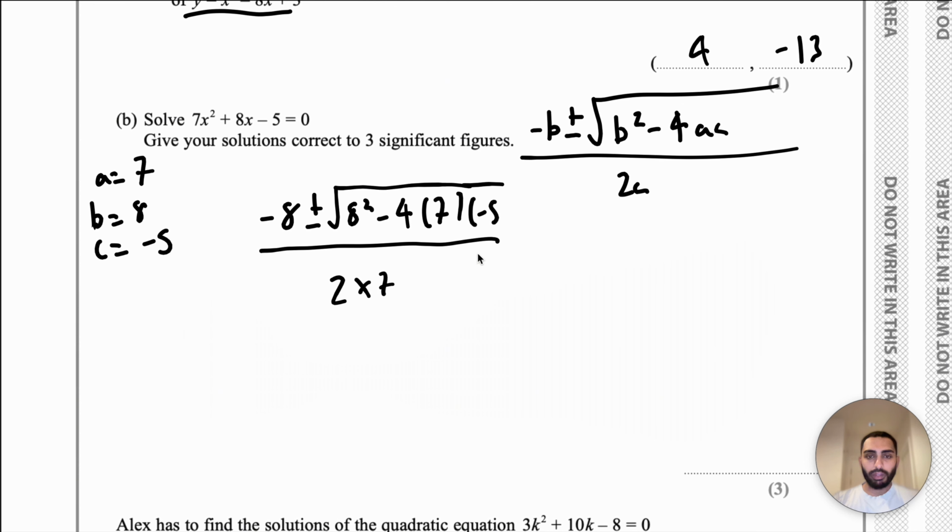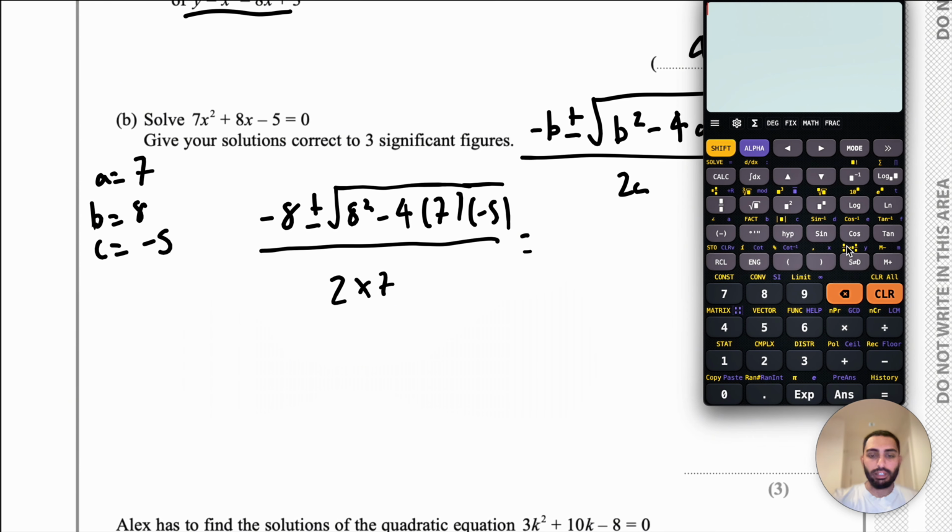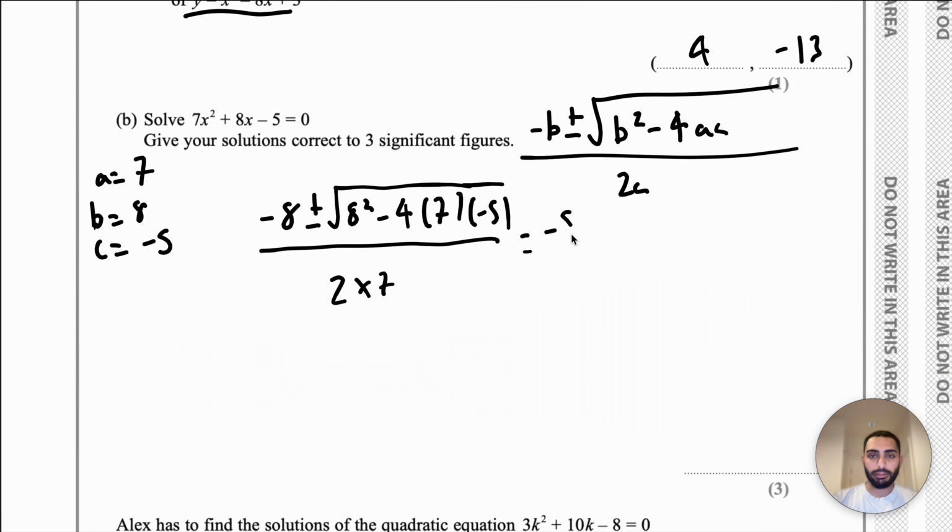A is 7. Let's concentrate on this little bit here first. So we've got 8 squared minus 4 lots of 7 times by negative 5. That gives me 204. So we've got minus 8 plus or minus the square root of 204 being divided by 14. So we're going to have 2 answers, negative 8 plus root 204 over 14, and the other answer is negative 8 take away root 204 over 14.